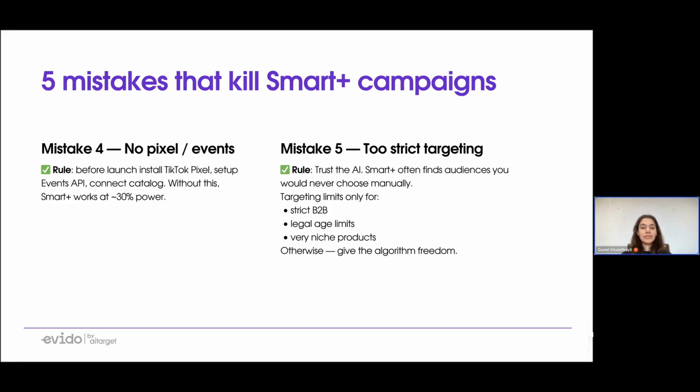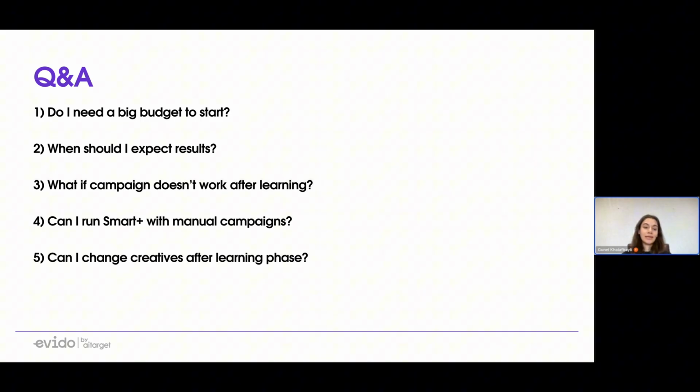Let's move on to the next slide. Here we've gathered the main and most frequently asked questions. Let's go through them. Do you need a large budget to get started? No, Smart Plus campaigns work with any budget, but the algorithm needs enough data to learn. A practical starting point for the daily budget, as we mentioned earlier, is at least 10 times your target CPA. This way, the system will learn quickly enough without exhausting the data too fast.